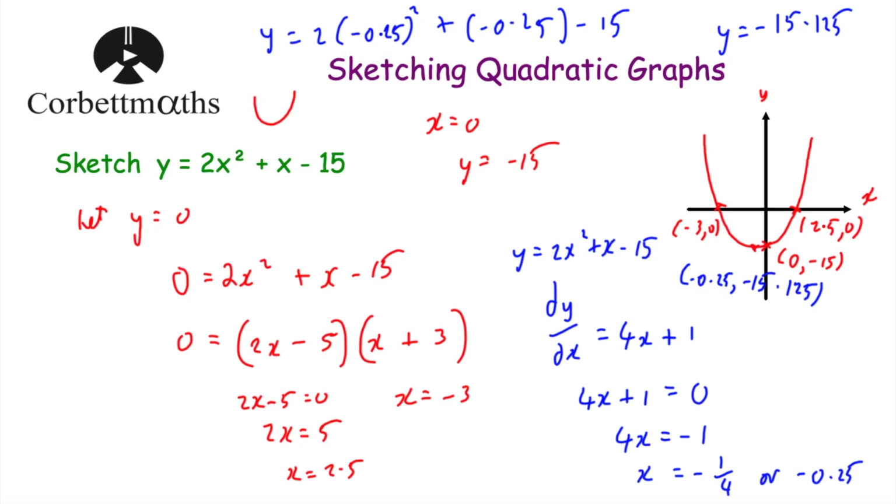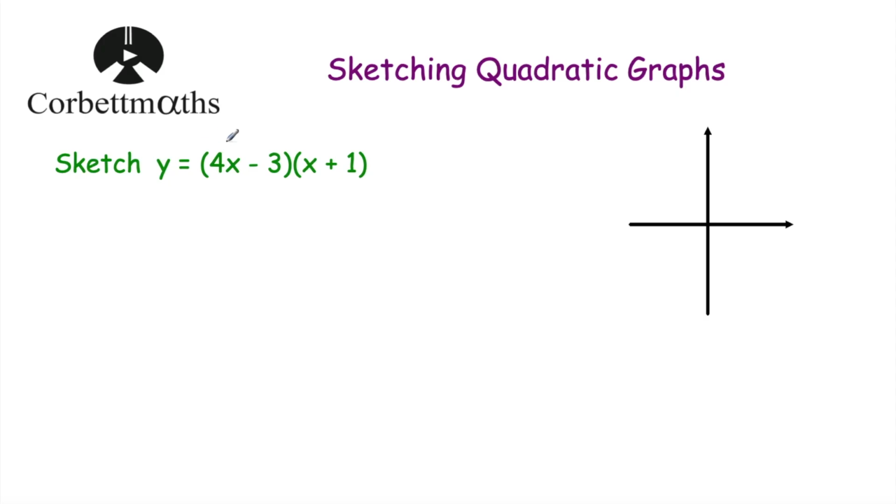Okay, let's take our next question. So our next question, we've been asked to sketch y equals 4x minus 3, close brackets, x plus 1, close brackets. So this time it's been factorized, and we need to sketch it. So to sketch it, we would consider its shape. If you expanded the bracket, you'd get 4x squared. And 4x squared, the coefficient of x squared is positive, so it's going to be a U-shaped parabola.